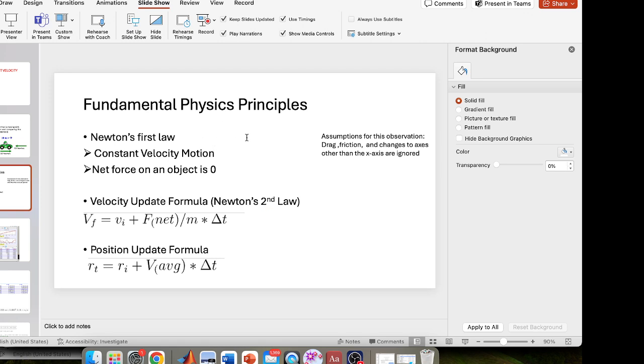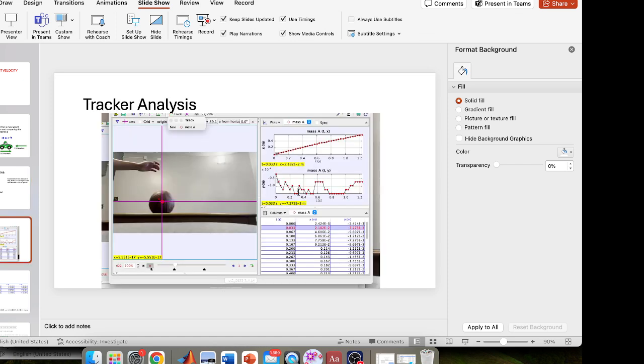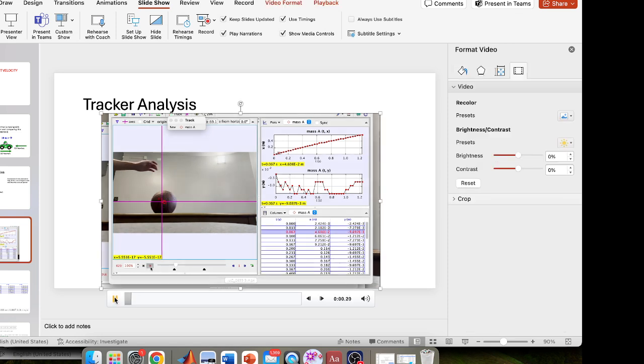Some fundamental physics principles to know are Newton's first law of constant velocity motion, in which the net force on an object is equal to 0 if it's standing still or moving at constant velocity. In this case, it is in constant velocity. The velocity update formula, or Newton's second law, we're going to set the net force to 0. So V final is going to be the same as V initial because the velocity is constant. Then the position update formula with average velocity. And some assumptions for this observation are that drag, friction, and changes to axes other than the x-axis have to be ignored.